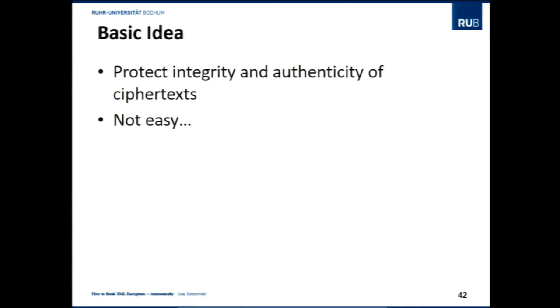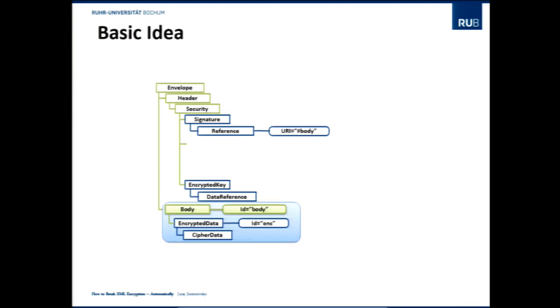Okay, so the basic idea behind applying countermeasures is to protect the integrity and authenticity of the messages, so that the messages are not modified, because if the attacker can modify the ciphertexts, maybe he can force the web service to produce some fault messages. And now let me give you an example of what could go wrong.